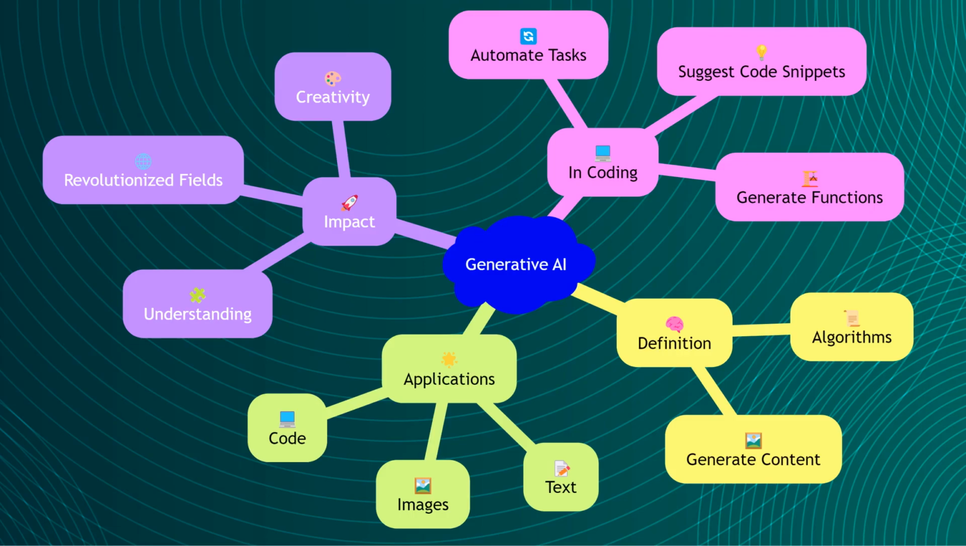Generative AI refers to algorithms that can generate new content, such as text, images, or even code, based on the data they have been trained on. These models, like GPT-3, have revolutionized various fields by enabling machines to perform tasks that require creativity and understanding. In the context of coding, generative AI can assist developers by automating repetitive tasks, suggesting code snippets, and even generating entire functions or modules based on high-level descriptions.